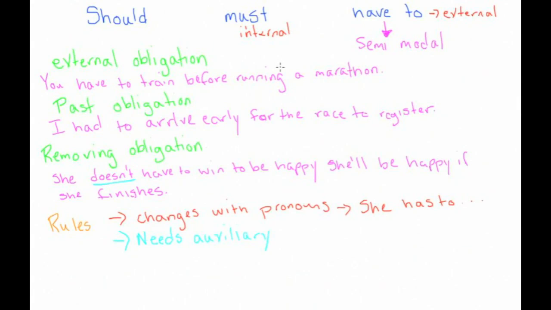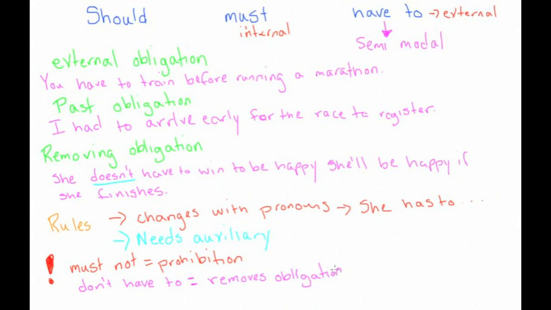Now, have to is external and must is an internal obligation. And must not equals prohibition. You must not use your cell phone. But don't have to, it removes obligation. You don't have to work tomorrow. Important difference.